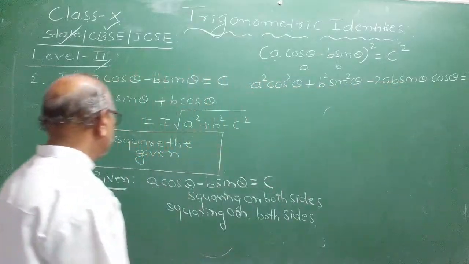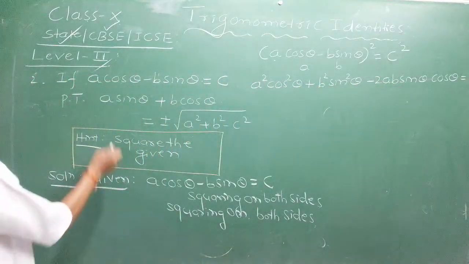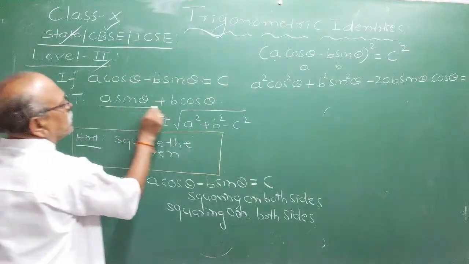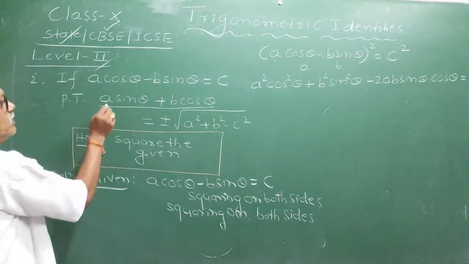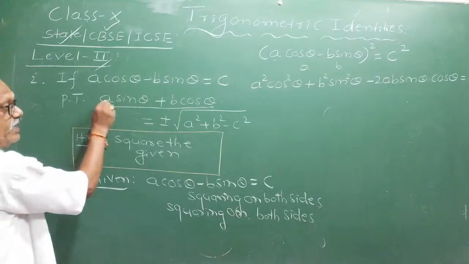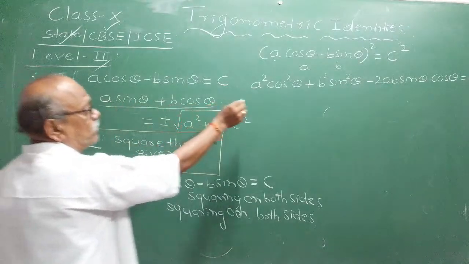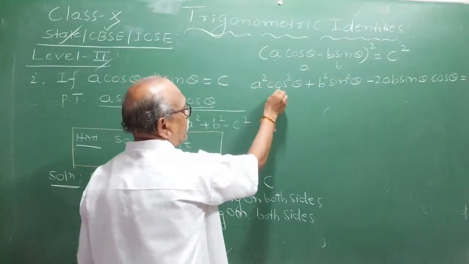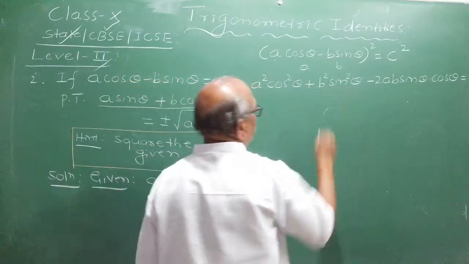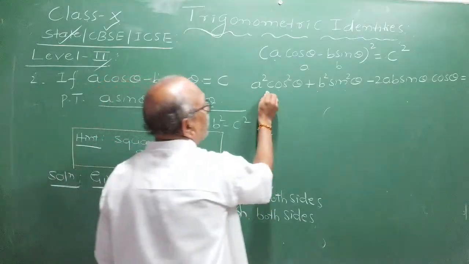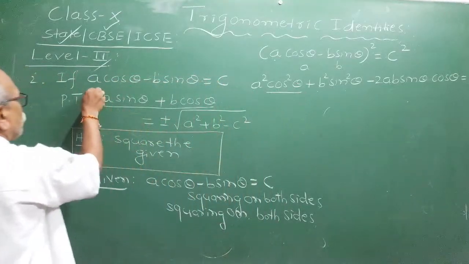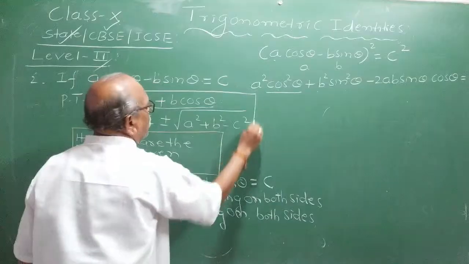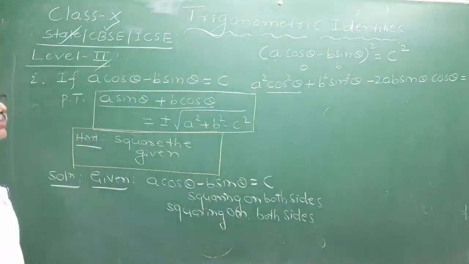Observe now. What is to be proved? You want sin theta with A, cos theta with B. Now what you have here? With A, there is cos square theta. With B, there is sin square theta. Do you have any identities? This is observation. What is to be proved, that you should keep in your mind and then proceed.